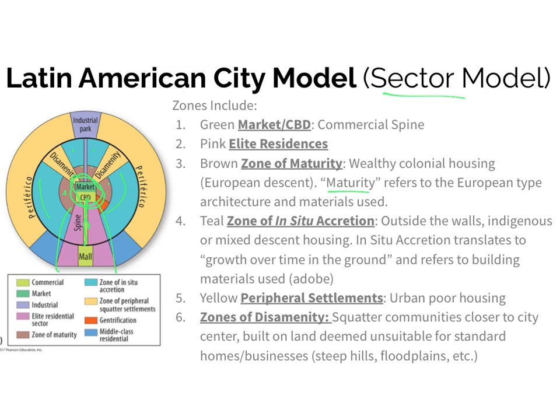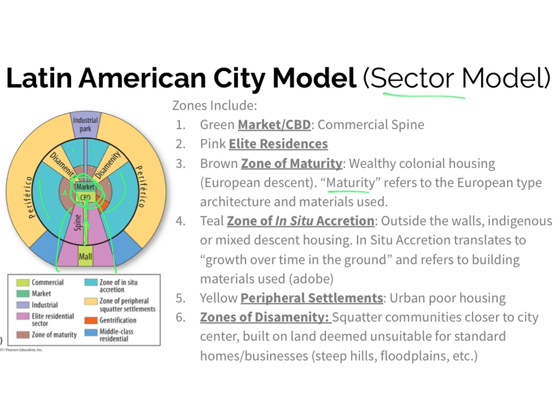The teal zones around those zones of maturity and the central business district is what's called the zone of in situ accretion. So outside the walls, indigenous or mixed descent housing. So again, colonial Latin America had a very distinct caste system, right? And so if you had European descent, you were above those that were of Native American descent, or Native Latin American descent, right? And so that's going to be your teal areas. Indigenous or mixed descent housing.